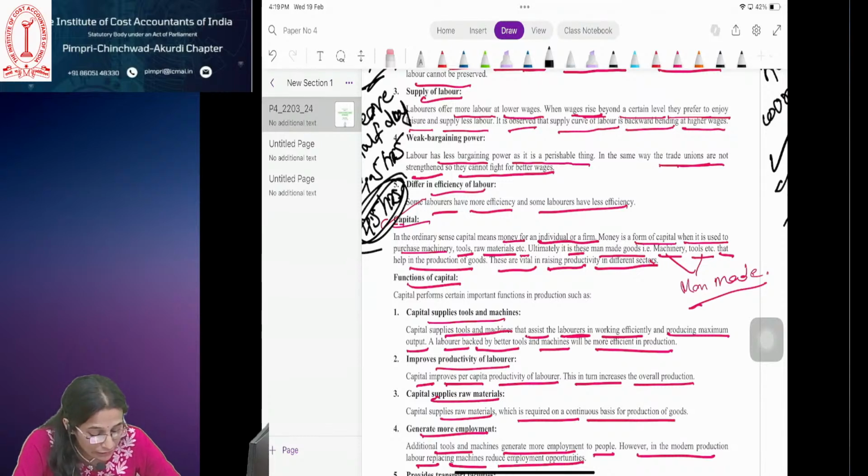Capital. In the ordinary sense, capital means money for an individual or a firm. Money is a form of capital when it is used to purchase machinery, tools, raw material, etc. Ultimately, it is these man-made goods, machinery and tools, that help in the production of goods. These are vital in raising productivity in different sectors. How can machinery and tools increase productivity? Any idea?